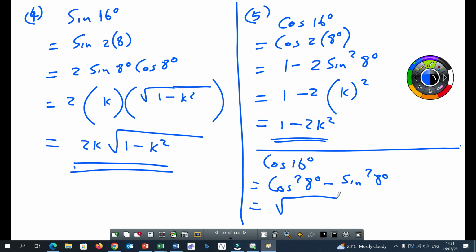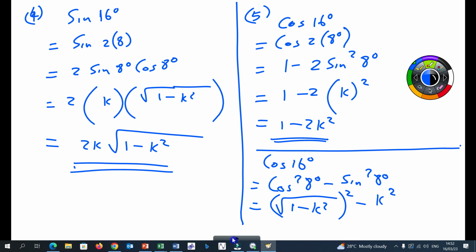It will be the square root of 1 minus k squared, all squared. You have to square it, right? Sine 8 squared is going to be k squared. Then you get 1 minus k squared minus k squared, and this will give you 1 minus 2k squared. So you get the same answer. So in this case, you should be able to get full marks for the question because you are spoiled for choice.